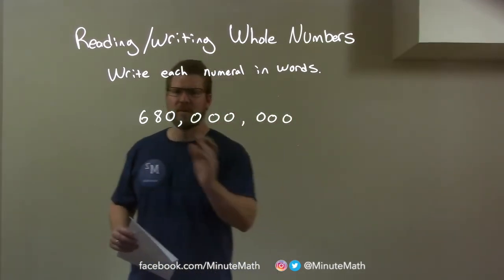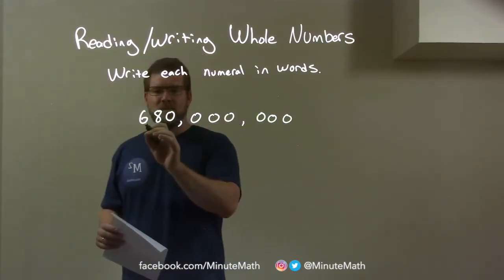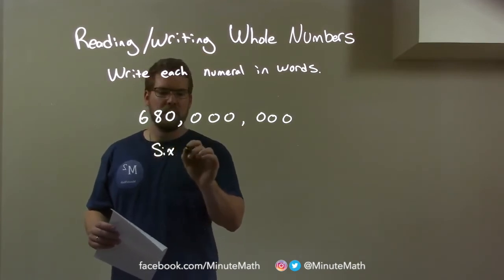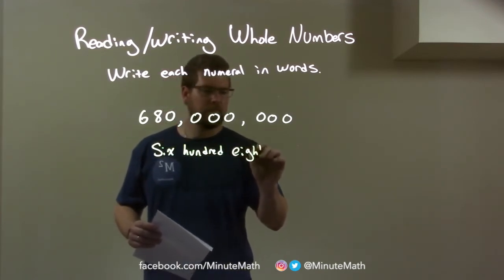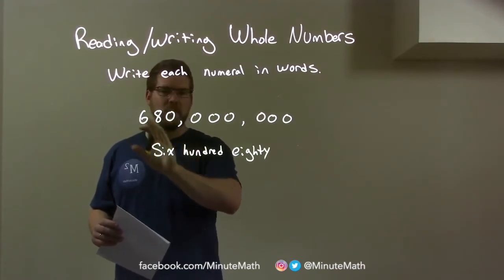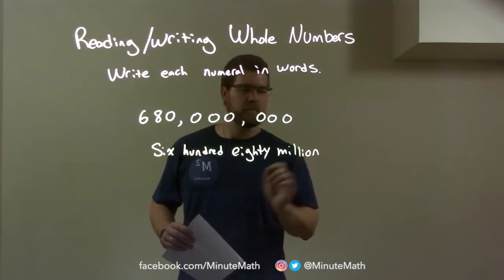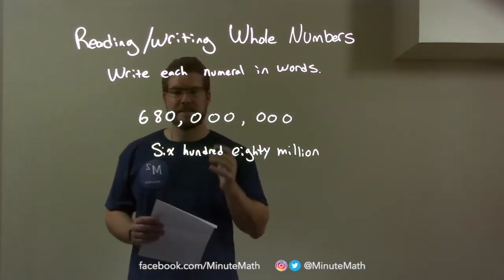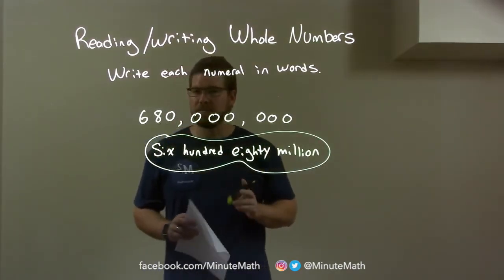680,000,000. Okay? So first thing, I start with the left here. 680. Okay? Well, that is 680, right? So we have 6. All right, 600. 80. Okay, so 680, and this is in the million section, right? So in the million section, 680 million, but then there's zeros the rest of the way. So we're actually done. We have our answer. So we have 680 million.